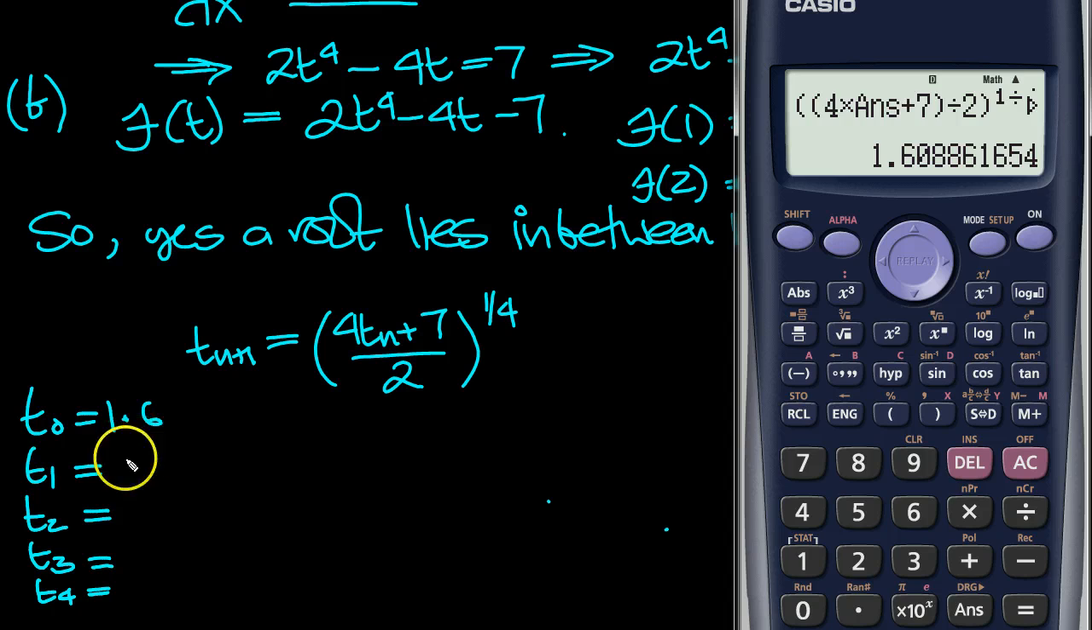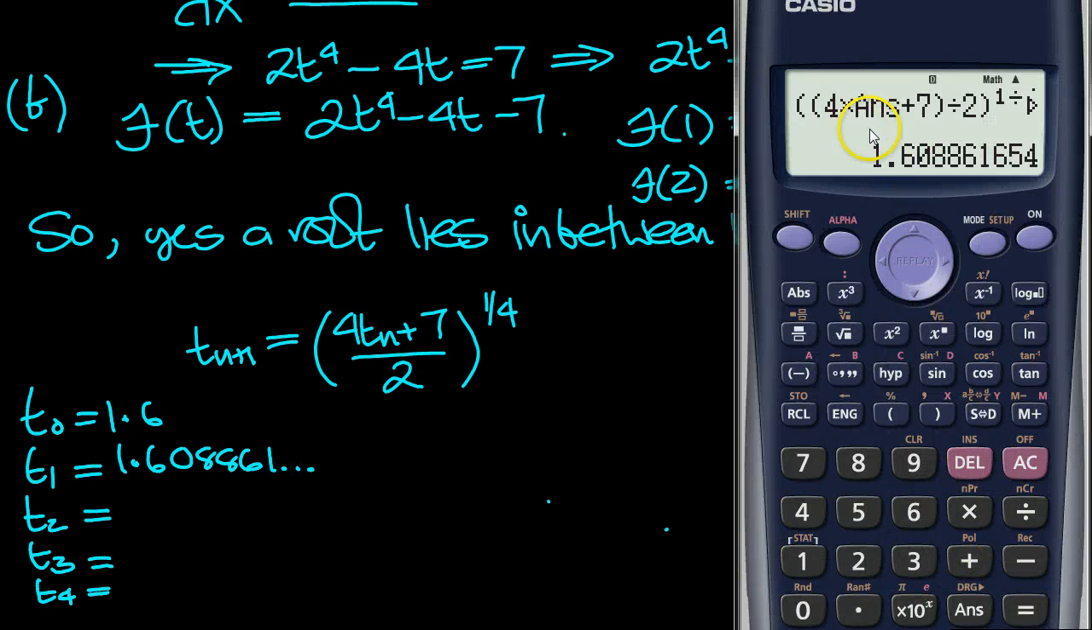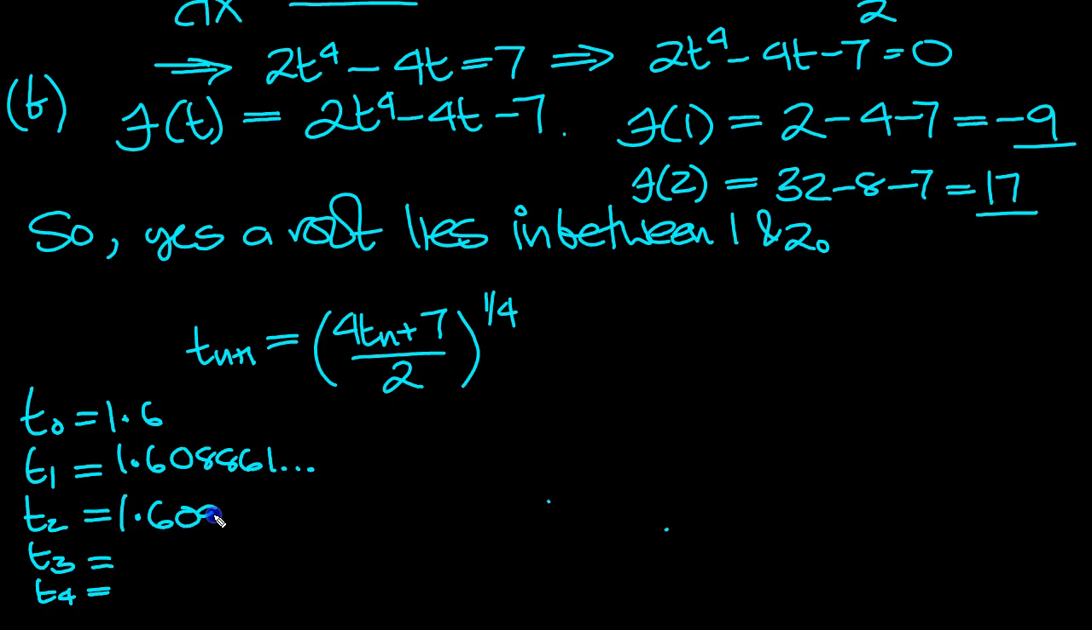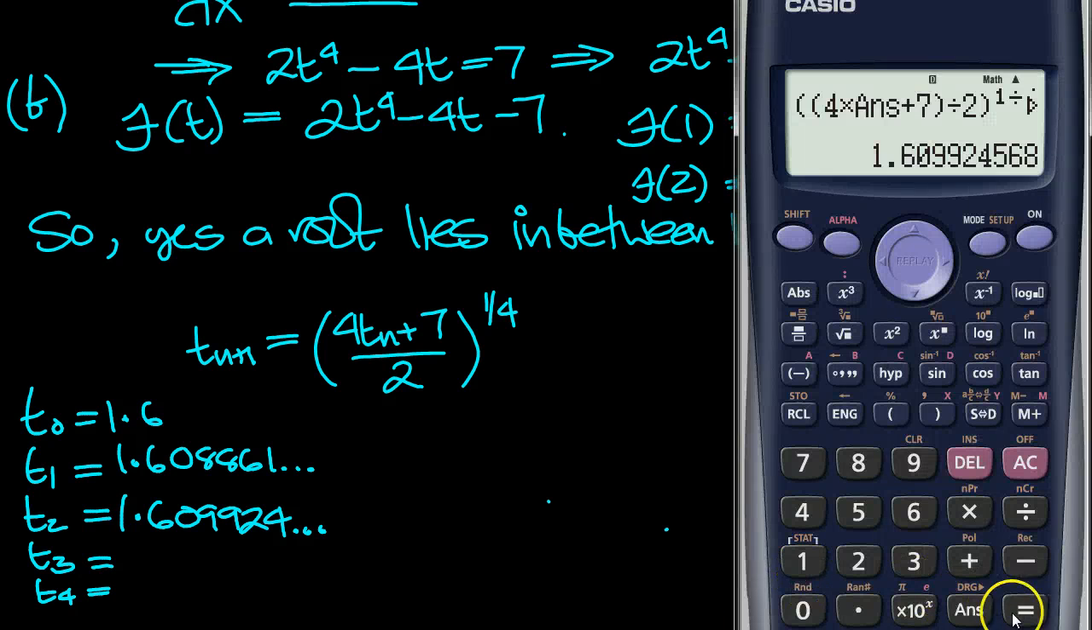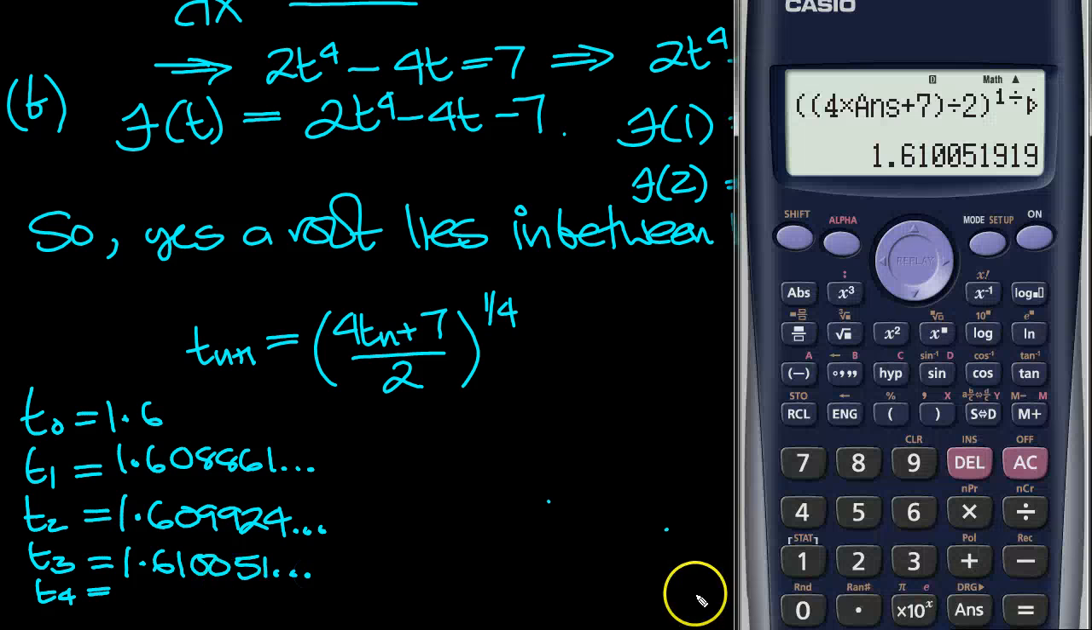So the first is 1.608861. Let's keep it in the calculator. We've pressed equals, so it goes back in the answer, and press equals again. 1.609924. Next one. 1.610051. And then the t4, which is what we're interested in. So press equals once more. 1.610067.